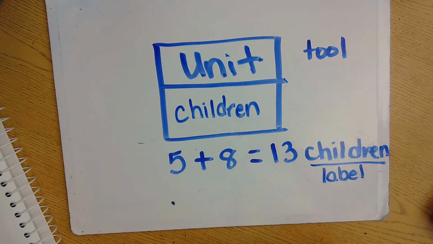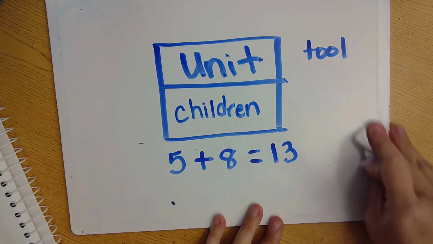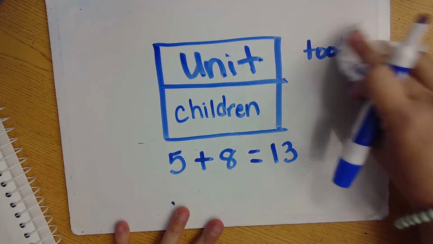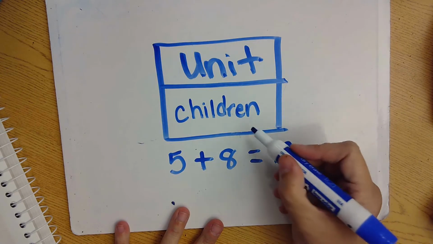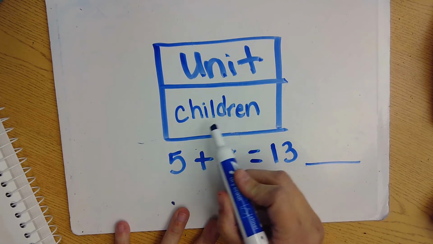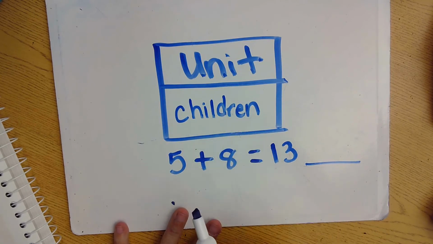So if I have a unit box in my problem, then I don't really need to repeat the label here, okay? I can write it if I want to, but if I have a unit box and I write children in the box, I don't need to repeat the label.